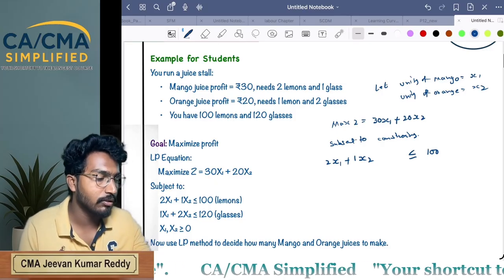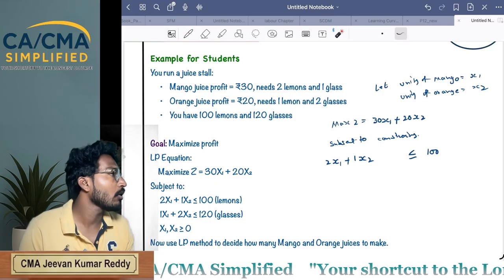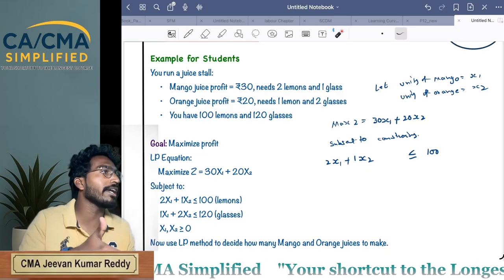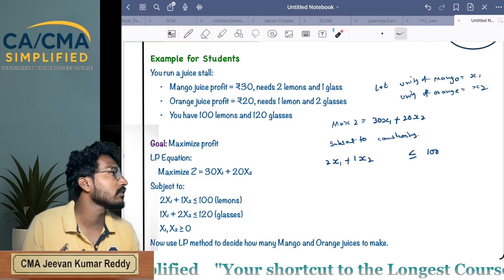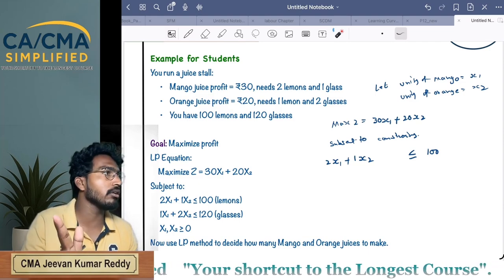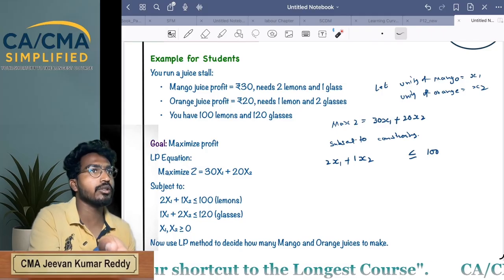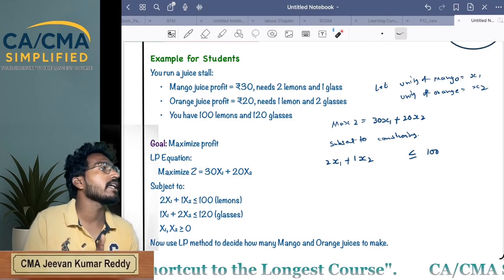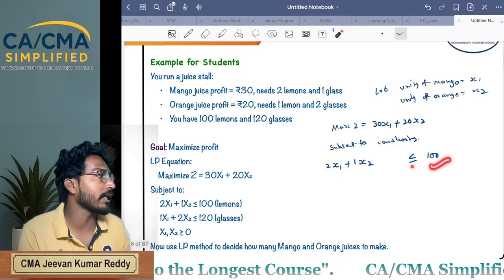For orange juice you use how many lemons? 1 lemon. So total number of lemons used for orange juice is how to get it? 1 into number of units. You don't know the number of units of orange juice. That's why we take it as x2. So 1 x2, and the constraint is less than or equal to 100.